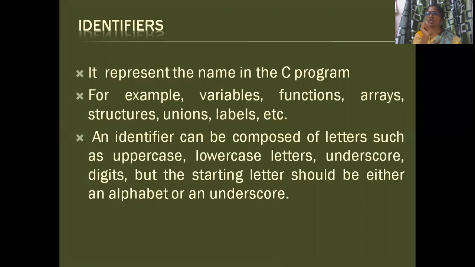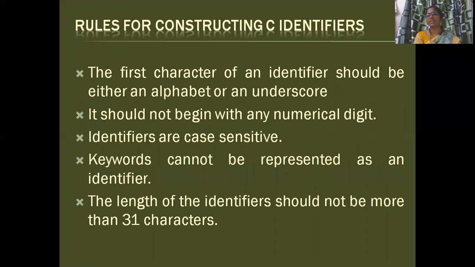But the starting character should be either an alphabet or an underscore. That means it cannot start with any digit. So we have some rules for writing an identifier. The first character of an identifier should be either an alphabet or an underscore. That is what I told you just now. It should not begin with any numerical digit. Identifiers are case sensitive. Remember, everything is case sensitive in C language.